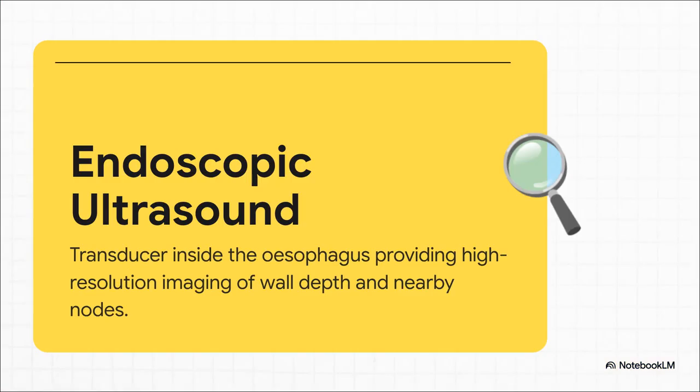To answer those TNM questions, first we look at endoscopic ultrasound, or EUS. Because the EUS probe is literally placed right inside the esophageal lumen, it can distinguish the individual microscopic wall layers way better than any external imaging technique out there. This incredibly high resolution makes EUS the absolute best tool we have for local T staging, determining depth of invasion, as well as checking nearby regional lymph nodes for N staging.